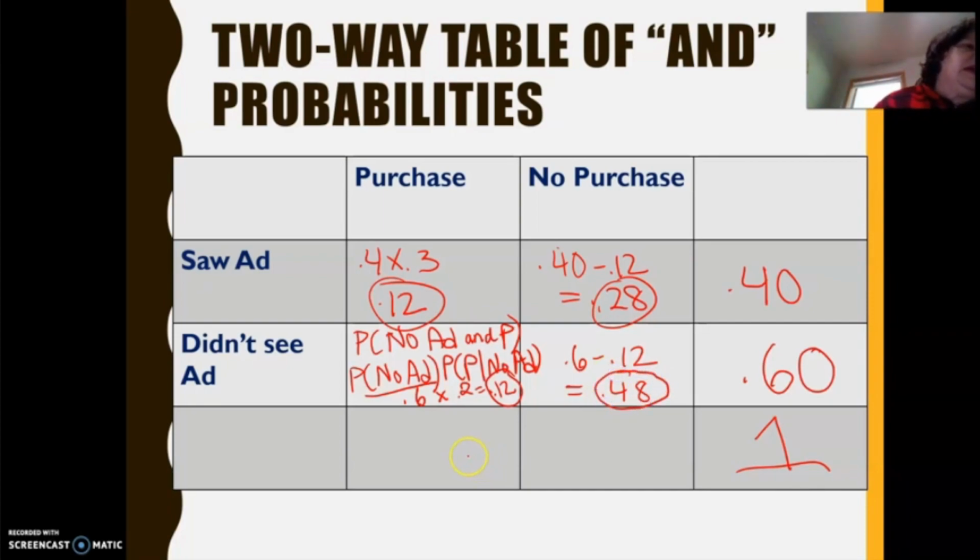Okay, and then you put those together. You get 24 for the total percentage that made a purchase. You get 76 for the total percentage that did not make a purchase, and they sum to 1. So we use the multiplication rule for the upper left and the lower left corners, and then we use subtraction for the other parts.